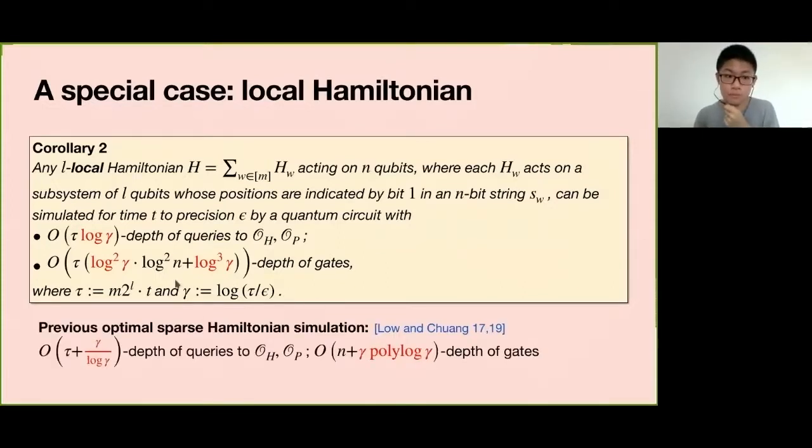Now we can compare this result to the previous optimal sparse Hamiltonian simulation by Low and Chuang. In both query and gate complexity, their dependence on gamma is about polynomial. Of course, their algorithm applies to more general sparse Hamiltonians, but restricted to the local Hamiltonians, our algorithm also has a speedup on the dependence on epsilon by introducing the parallelism.